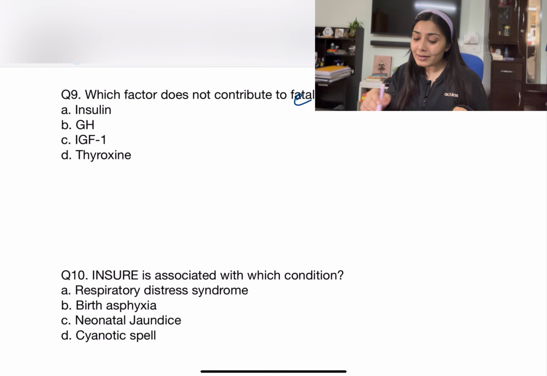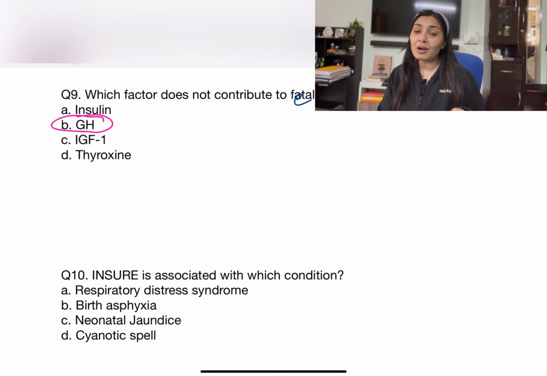So the answer here straight away is growth hormone. Growth hormone does not contribute to the fetal growth in uterus. Insulin and thyroxine are very important factors, and insulin further acts by the mechanism where insulin-like growth factor is the mediator, so option C would also be correct. So growth hormone does not contribute to the fetal growth.